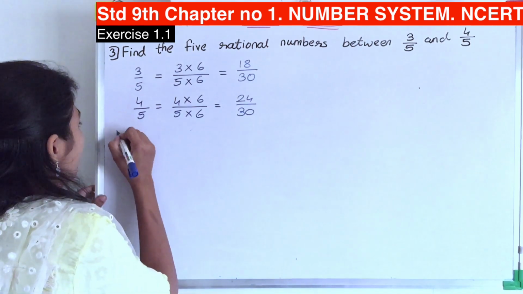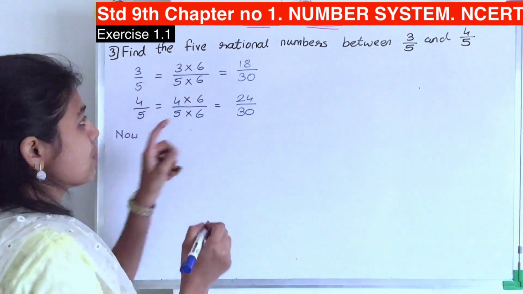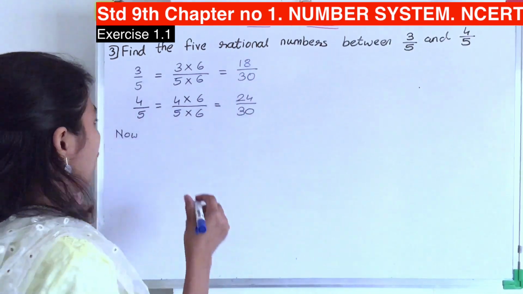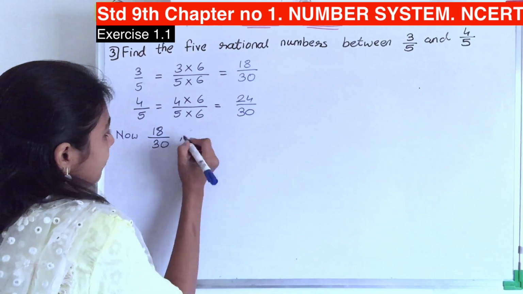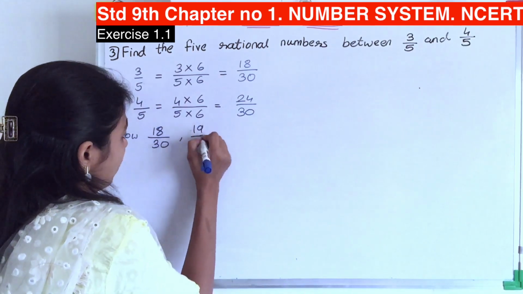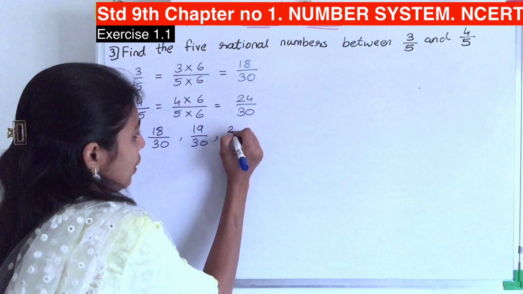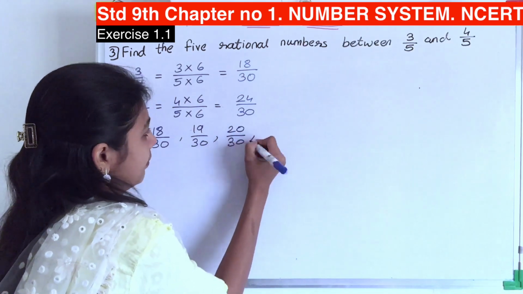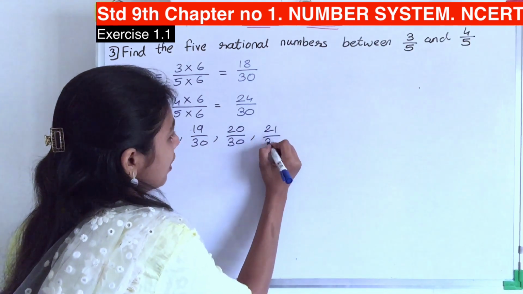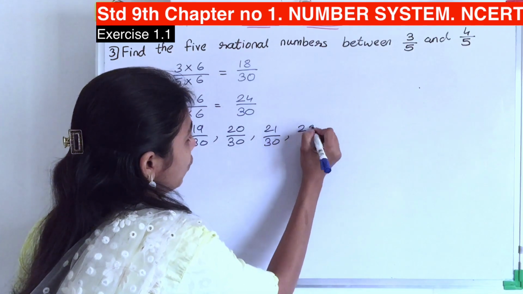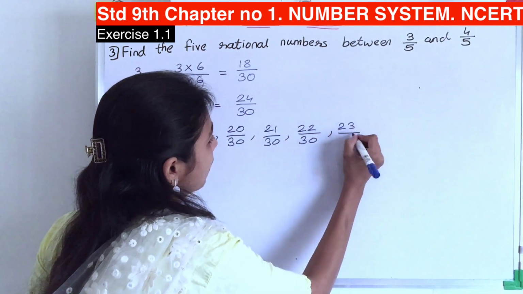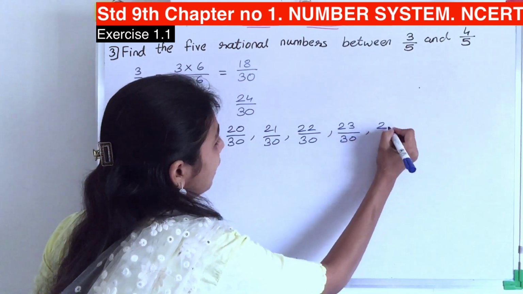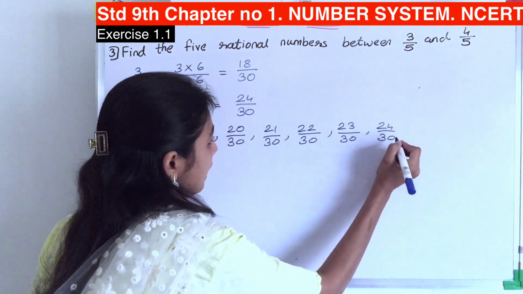So now, numbers between 18 and 24. That is, first one is 18 upon 30, 19 upon 30, 20 upon 30, 21 upon 30, 22 upon 30, 23 upon 30 and 24 upon 30.